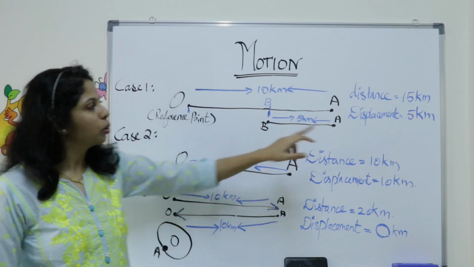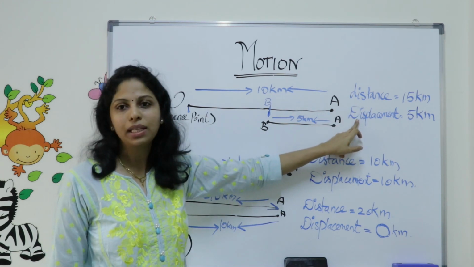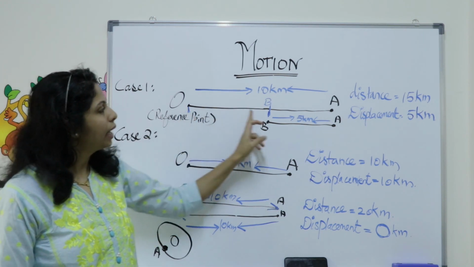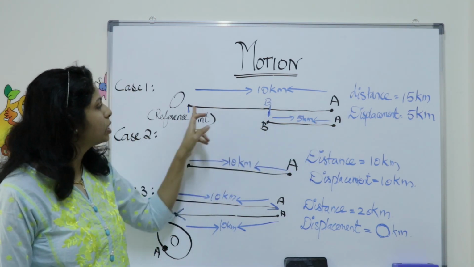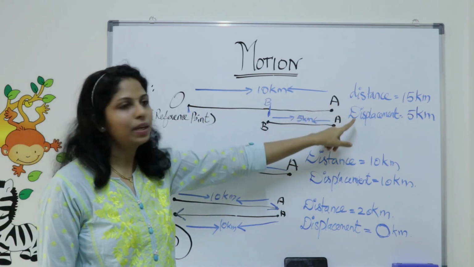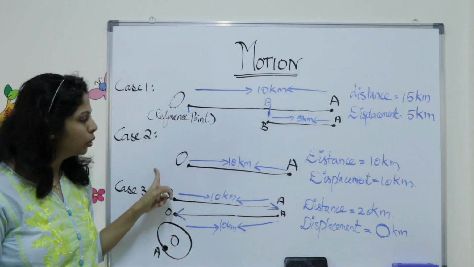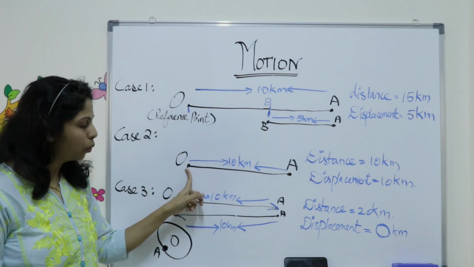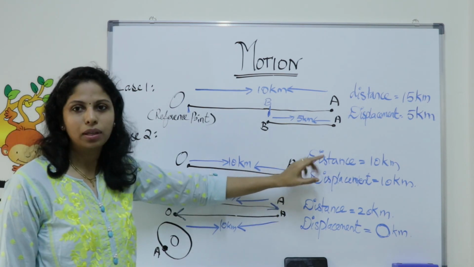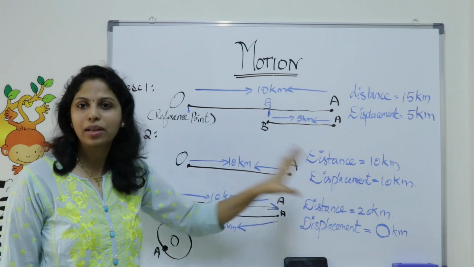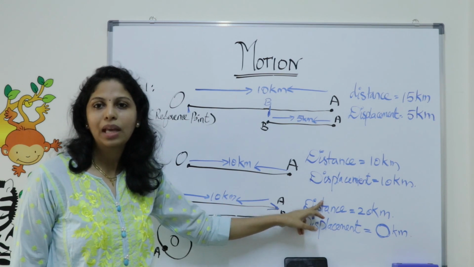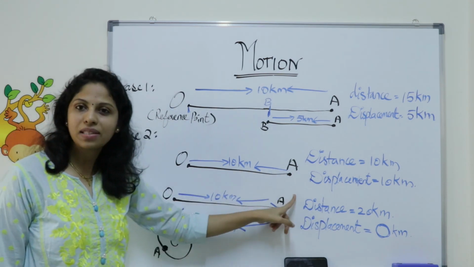Now in case 1 the values of distance and displacement are different, because here the object is starting from O and it's somewhere in between. It is not ending at the initial point. So therefore you get a different value for distance and displacement. But in case 2 the object is traveling from O and it reaches a point A. So we are getting the magnitudes of distance and displacement the same. So when is the value same for distance and displacement? Only when an object moves in a straight line.